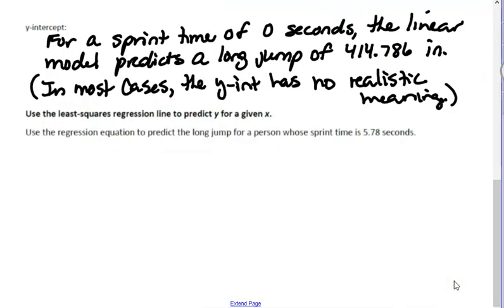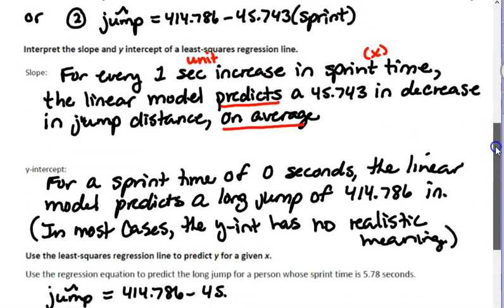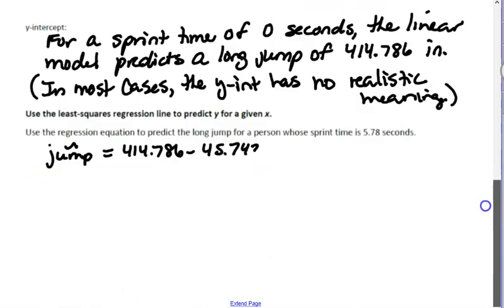So what are we going to do? Easy peasy, guys. Plug in 5.78 for sprint time in our equation. So our predicted jump is equal to 414.786 minus 45.743 times 5.78. That is 150.39 inches.